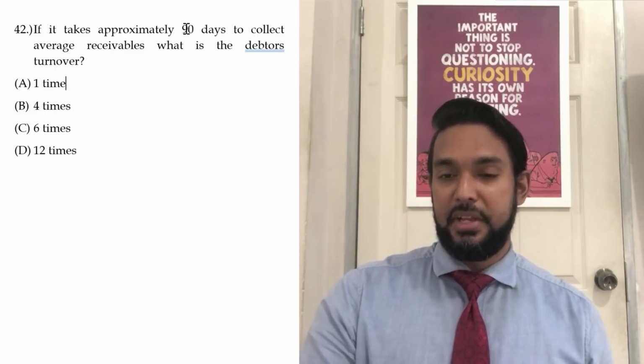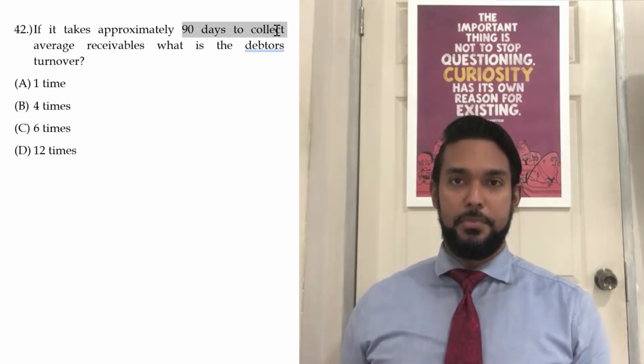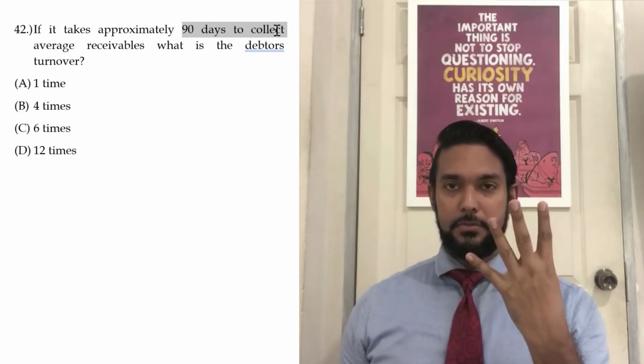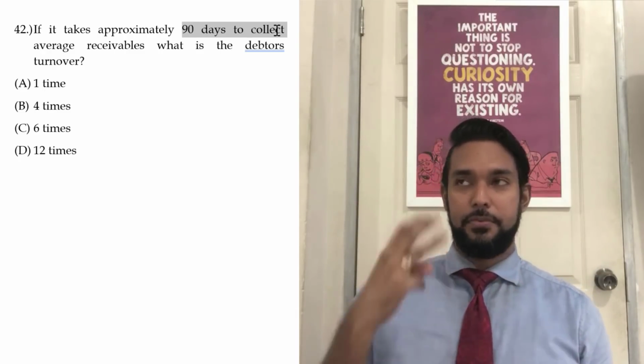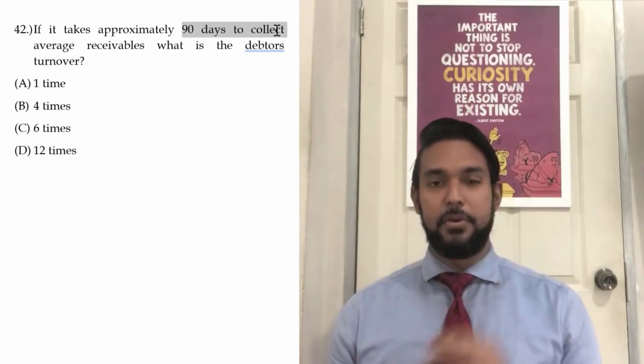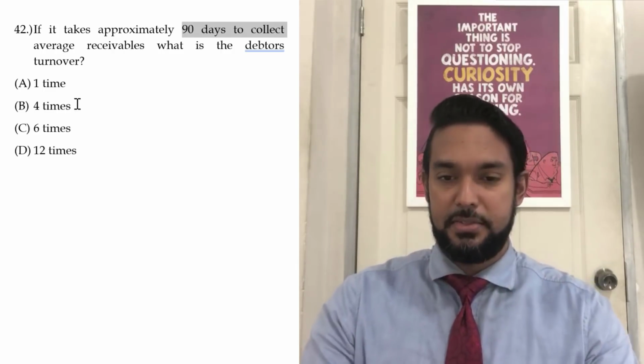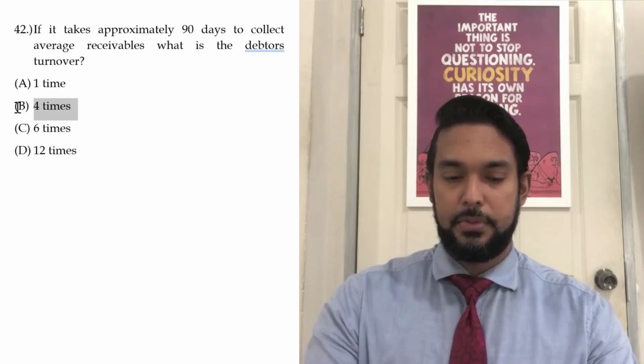Another way to think about it, 90 days is about 3 months. There are 4 quarters in a year, and each quarter is 3 months. So you have 4 sets of 3-month periods, or 4 sets of 90 days. So that's 4 times.